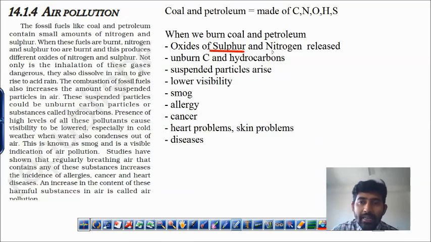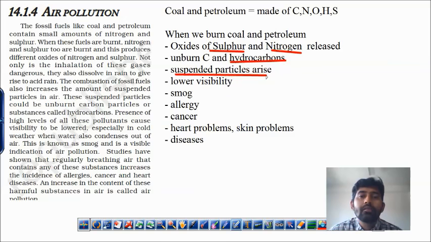Oxides of sulfur and nitrogen are released when we burn petrol, diesel, kerosene or wood and even coal. When you burn anything, sulfur and nitrogen react with oxygen and become sulfur oxide and nitrogen oxide. Plus, unburnt carbon particles are released as hydrocarbons. The carbon that has not burnt completely also goes into the air. It is bad for health. Unburnt carbon particles.